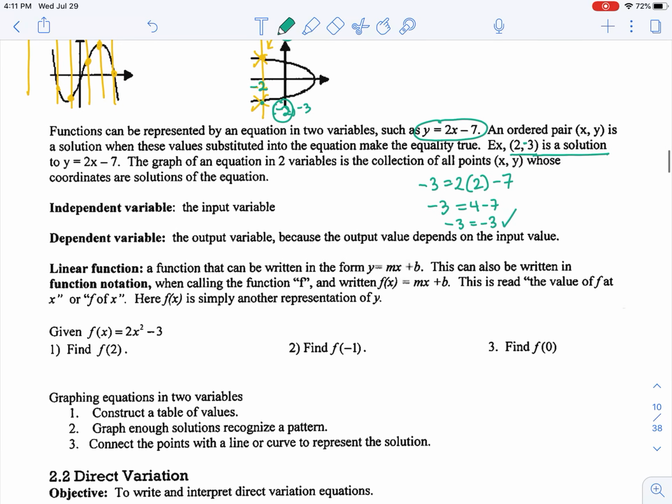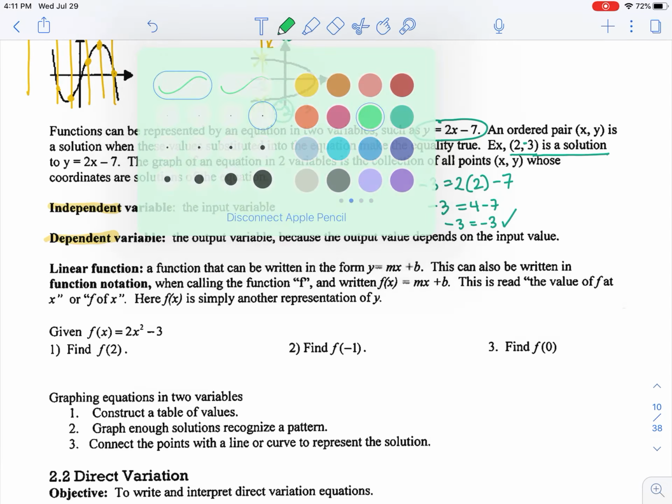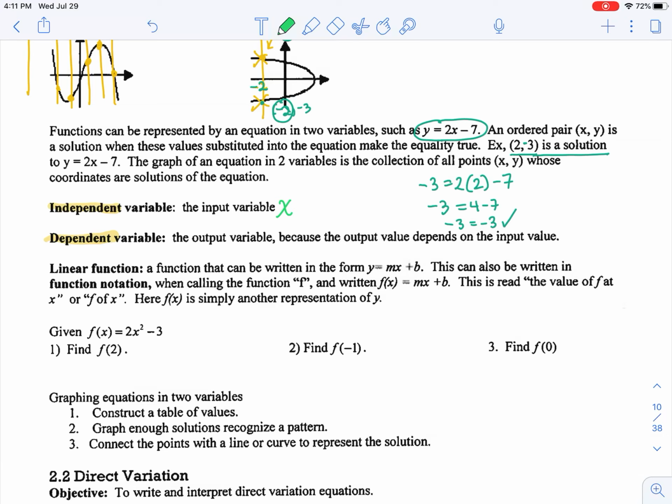Another vocab review is independent versus dependent variable. Your independent variable is typically your x, and that's the input variable. This is in contrast to the dependent variable, which is your y. In most equations that you see, y is dependent on the x value. If you look at your linear equation above, y equals 2x minus 7, the y value will vary depending on what you plug in for x. So x is your independent variable, y is your dependent variable.